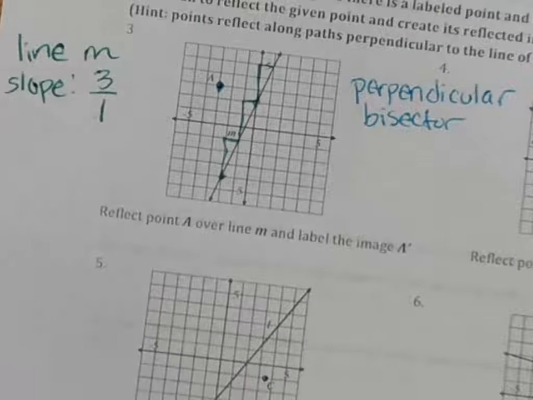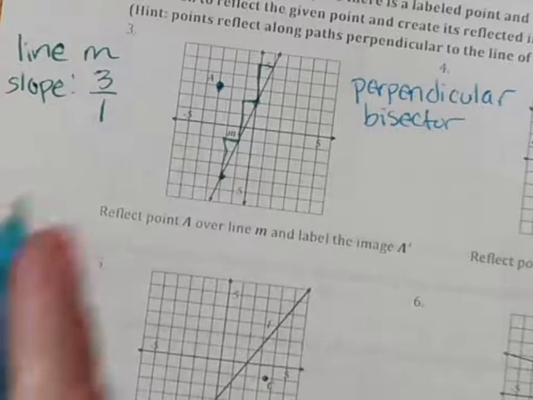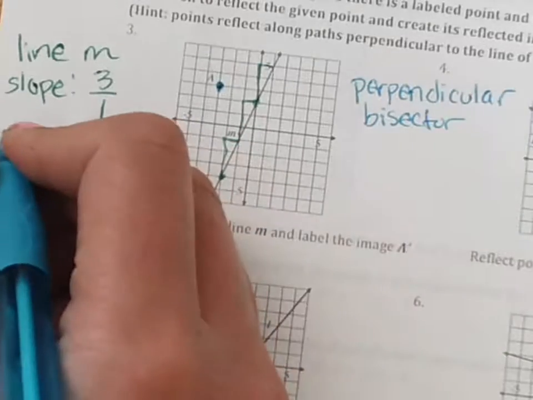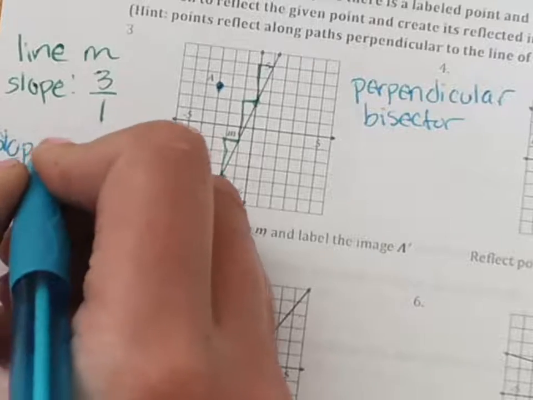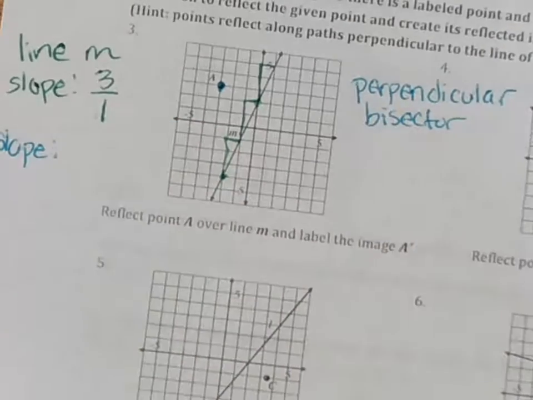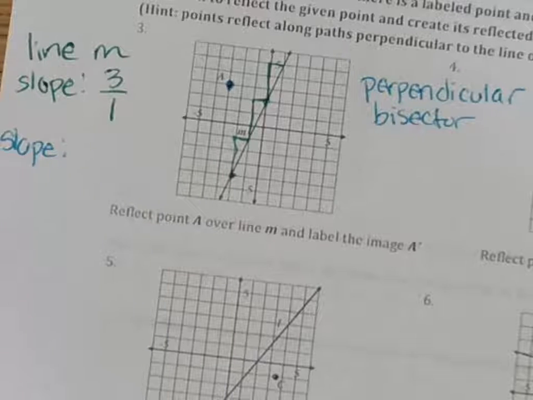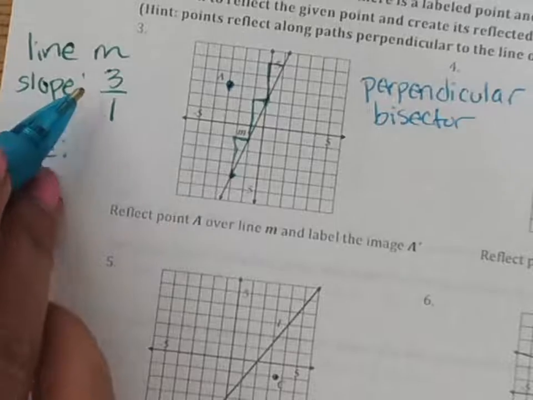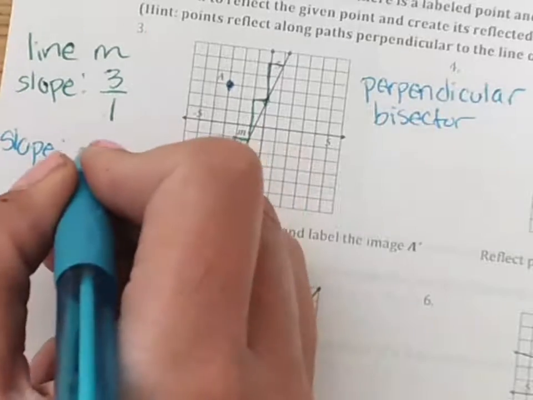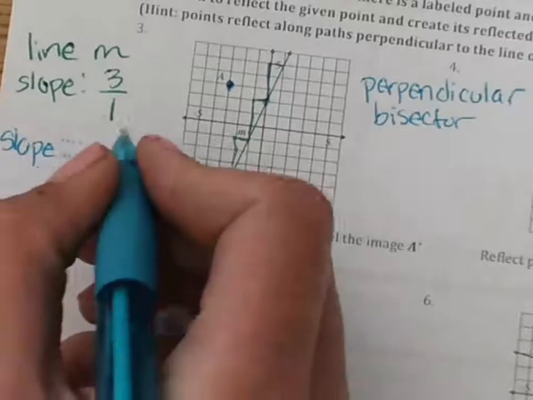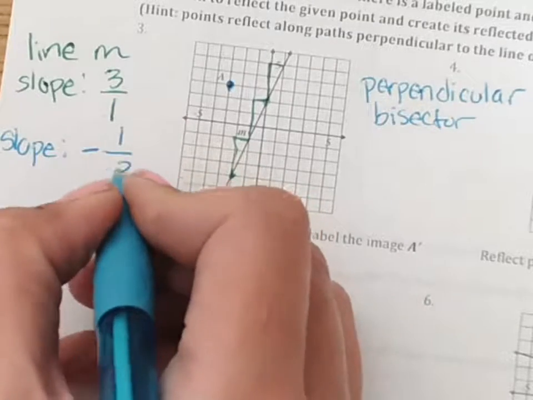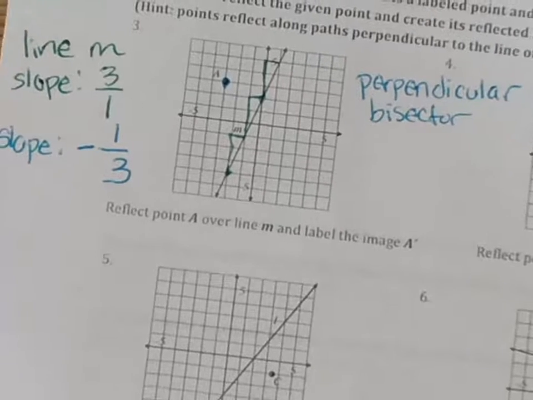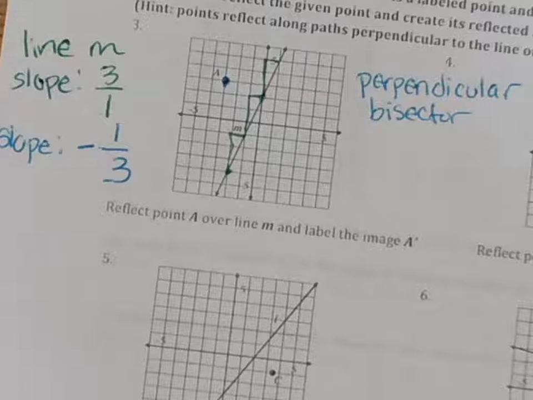So the slope of your new line, which I'm going to do in blue, is going to be the opposite reciprocal. So this is positive, right? To find the opposite, you make it negative. And then reciprocal just means flip it. So instead of 3 over 1, I have 1 over 3. Okay? So now that I know my slope, I can graph this line.